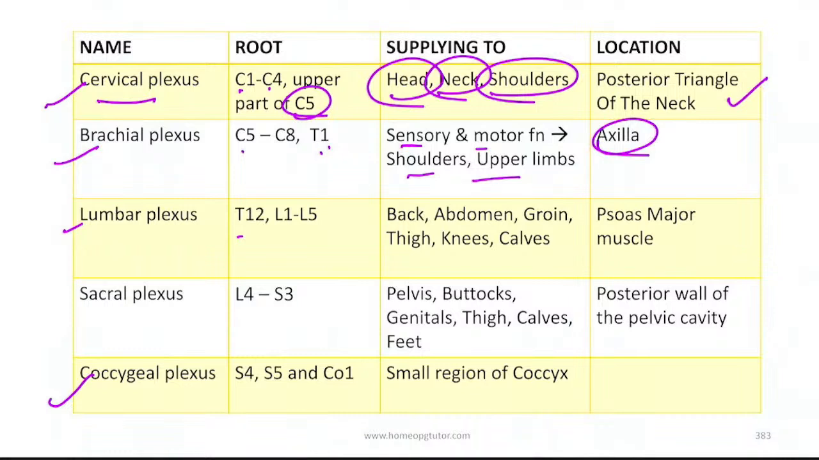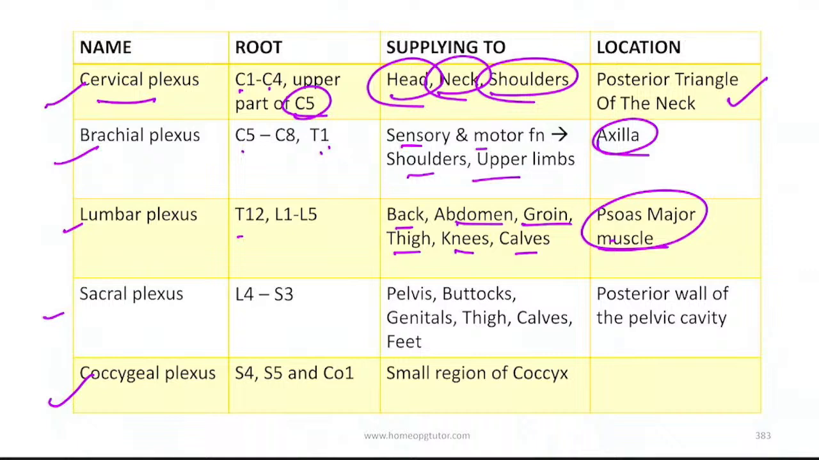Okay, and where does this lumbar plexus supply? It supplies the back, it supplies the abdomen, it supplies the groin, thigh, calf and knees. Okay, and where is it present? It is present within the psoas major muscles. Okay, just behind the psoas major muscle.